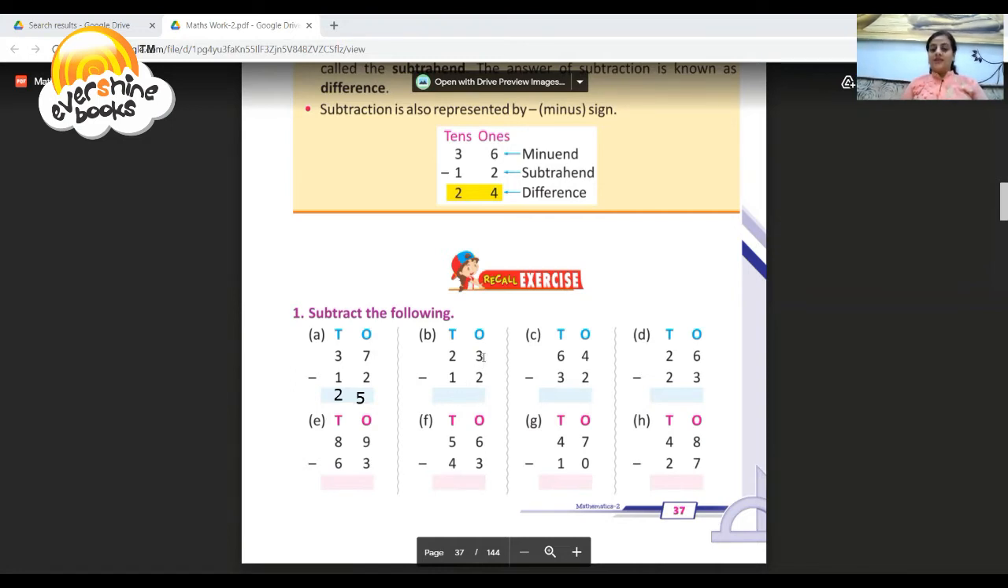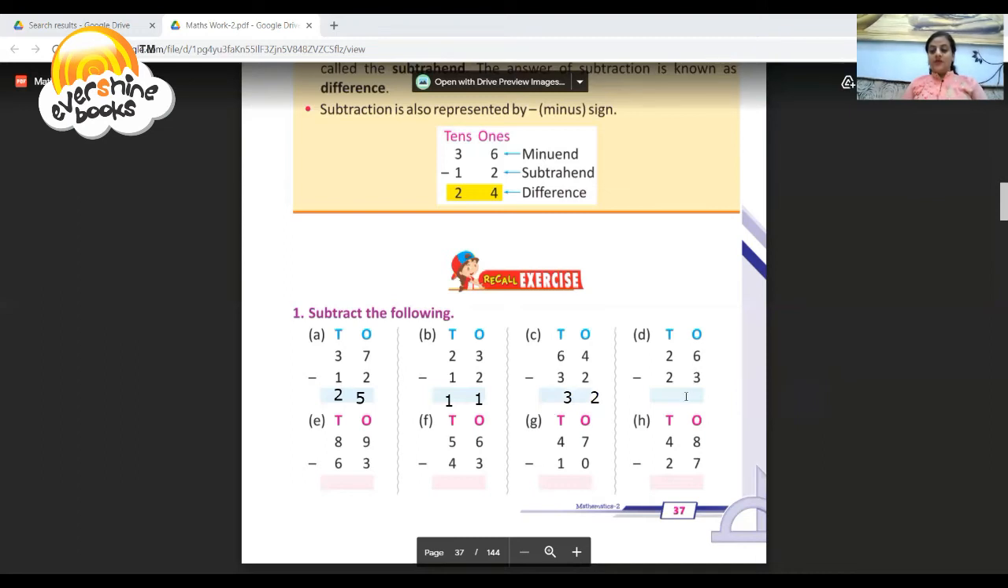Now next is 3 minus 2 is 1, and 2 minus 1 is also 1. So our answer is 11. 23 minus 12 is 11. 64 minus 32: we will start from the rightmost part. 4 minus 2 is 2, and 6 minus 3 is 3. So the answer is 32.